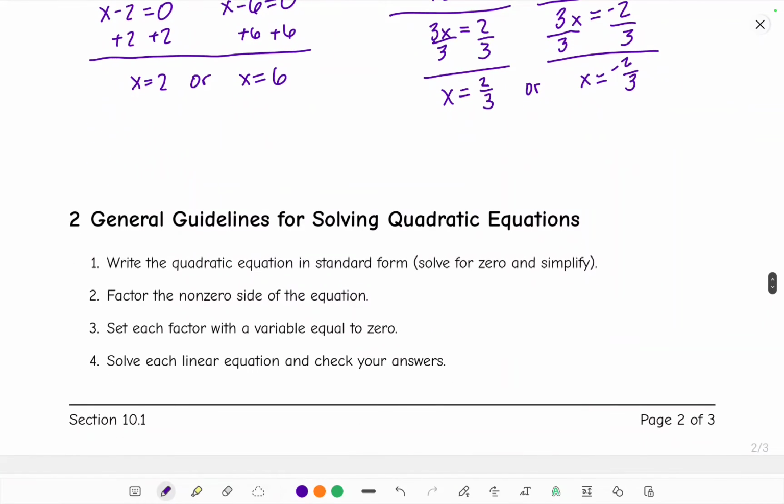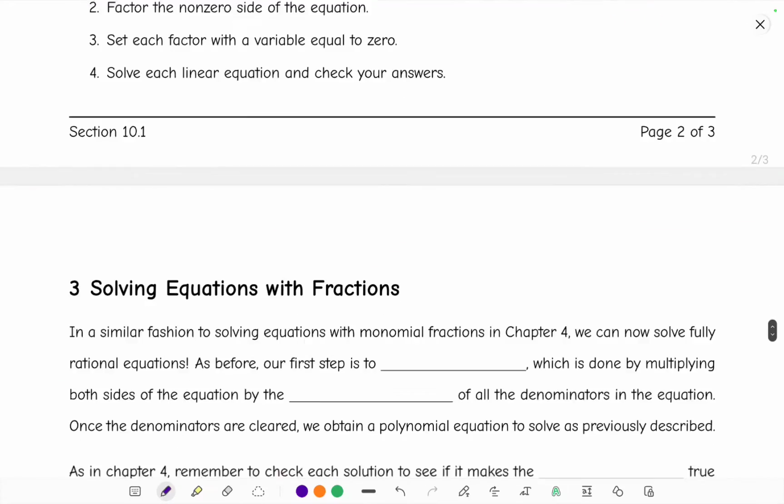General guidelines for solving quadratic equations. Write the quadratic equation in standard form, solve for 0 and simplify, factor the non-zero side of the equation, set each factor with a variable equal to 0, solve each linear equation, and check your answers.